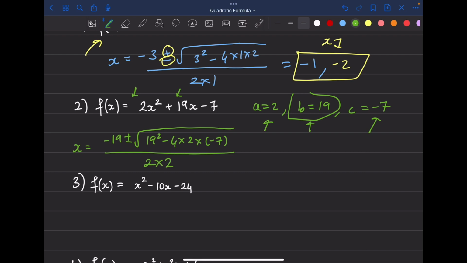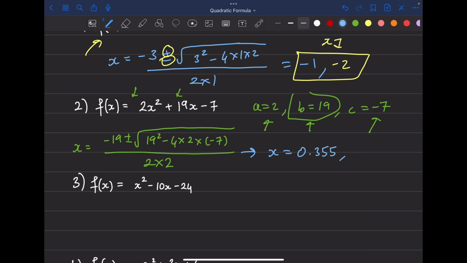Plug this in the calculator, so fraction. And then negative 19 plus the square root of 19 squared minus 4 times 2 times negative 7, all over 2 times 2. That gave me a weird number. I'm going to write it as the approximation of a decimal. So this gave me that x is equal to 0.355. That's my first x value.